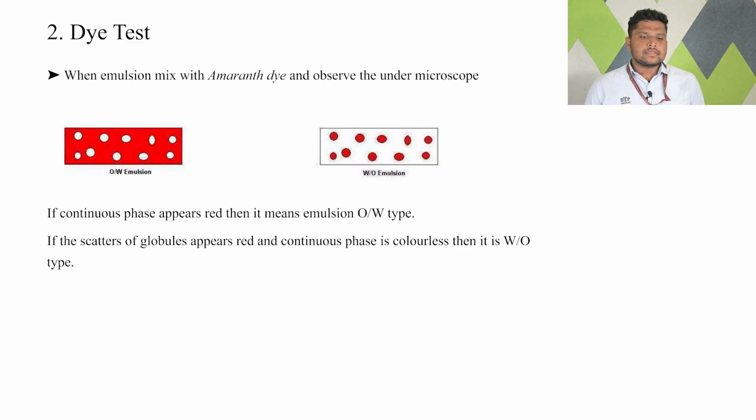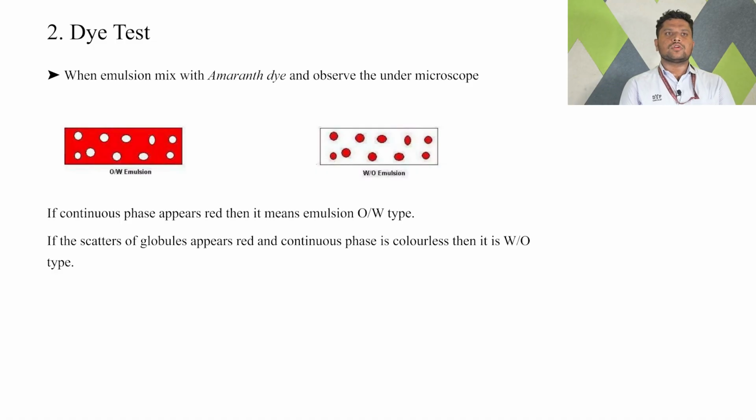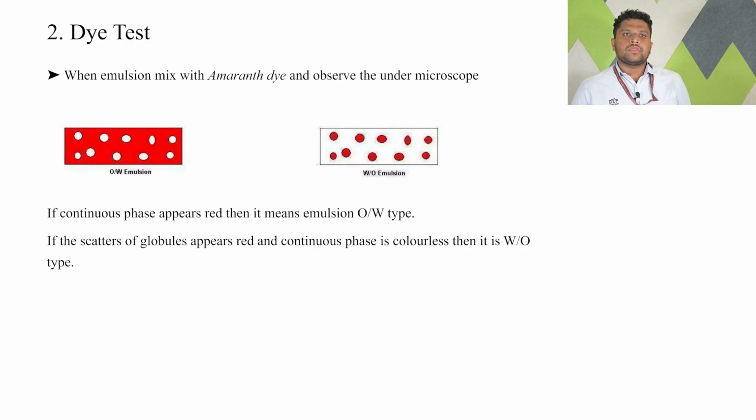Then second is the dye test. In the dye test, the emulsion is mixed with amaranth dye and observed under a microscope. Amaranth dye is a dye which is used to color the water. Sorry, to color the water, not the oil. There are two slides shown on your screen. First is an oil in water emulsion, and second is a water in oil emulsion.